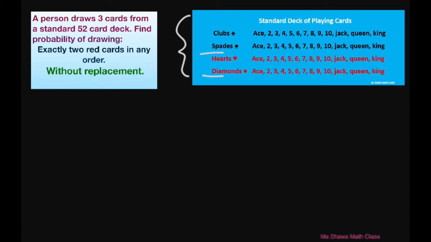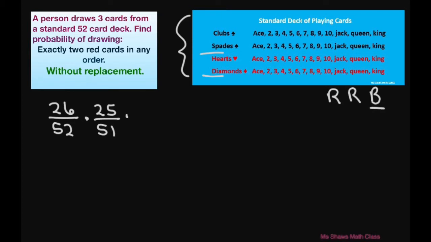So when we're drawing a card and we draw red and then black, we're going to get 26 choices out of 52. Now we don't put the card back in, so then only 25 red cards are left out of 51. And then the next card has to be black. There's 26 black cards still, so that's 26 out of 50. So let's just multiply this out.